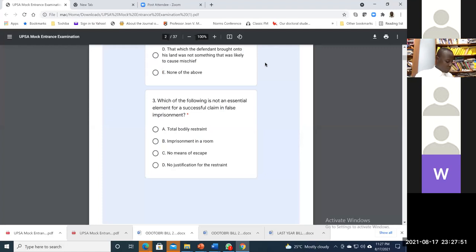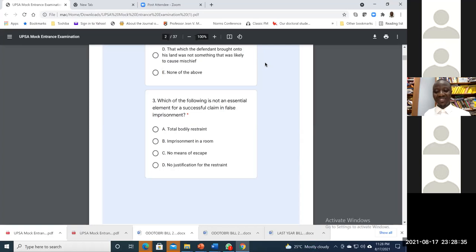Barrister, please, go ahead. Yeah, I agree that this should be the answer, but sometimes the confusion usually lies in the answers, because if you look at C, no means of escape. Yes, I think that is essential, because that is the element of confinement. Because false imprisonment also means confinement, right? So that there's that restriction on your freedom to move. You cannot move as you choose because you are confined, right? And if you are confined, I don't have the means of escaping.